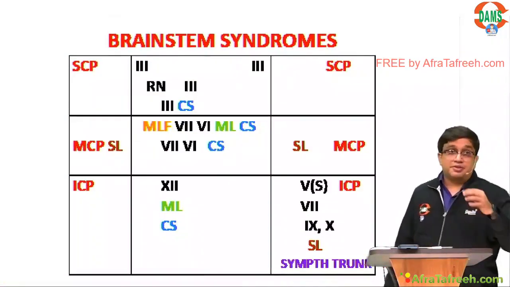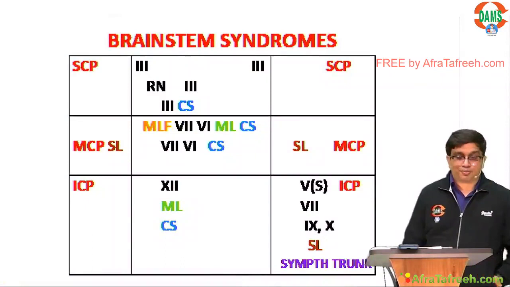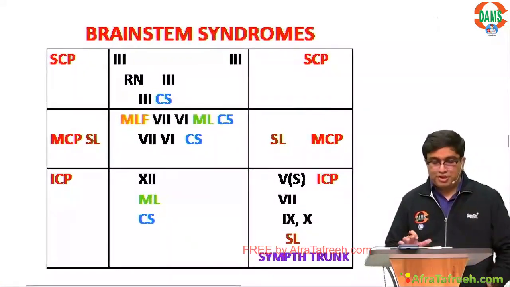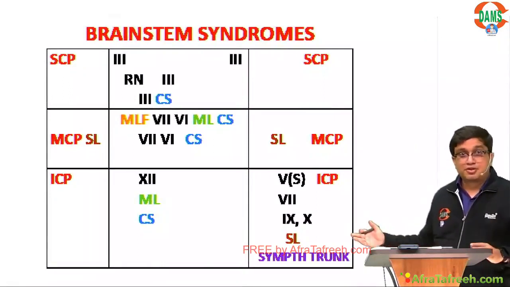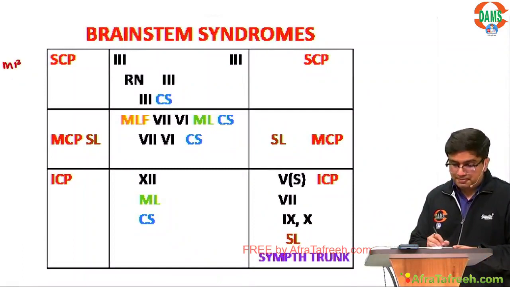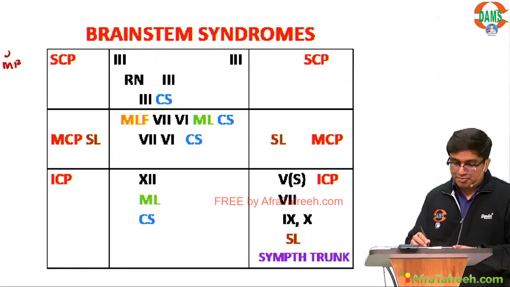Now going to the brainstem syndromes, another tricky topic to deal with, but I'll make it very, very simple if we go very methodically. So these are the three boxes that we have created. The uppermost box is the midbrain. The midbrain that we have.